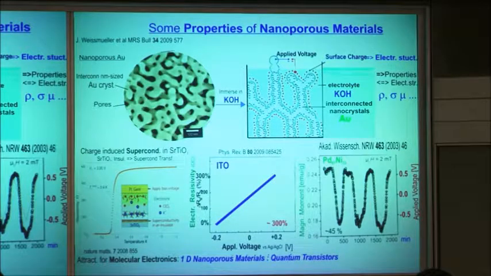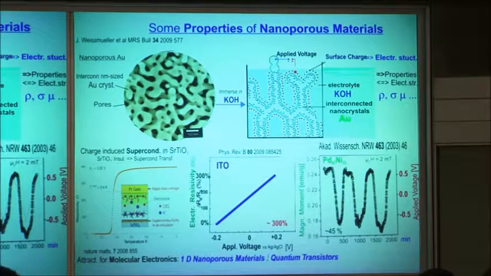And here is an example from Sendai, the superconductivity in nanoporous strontium titanate. This material is normally an insulator, but when you produce it as a nanoporous material and you charge the surface, in this case it was potassium ions which were deposited, then the charge is so high that the strontium titanate becomes a superconductor. And here you can see the resistivity as a function of temperature, and here you see the thing becomes a superconductor at about 0.4 Kelvin.